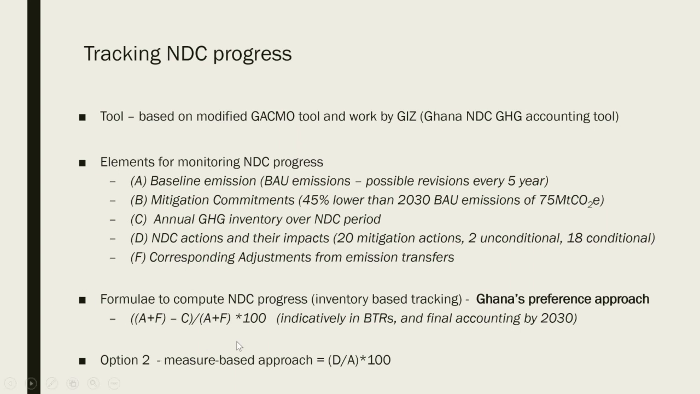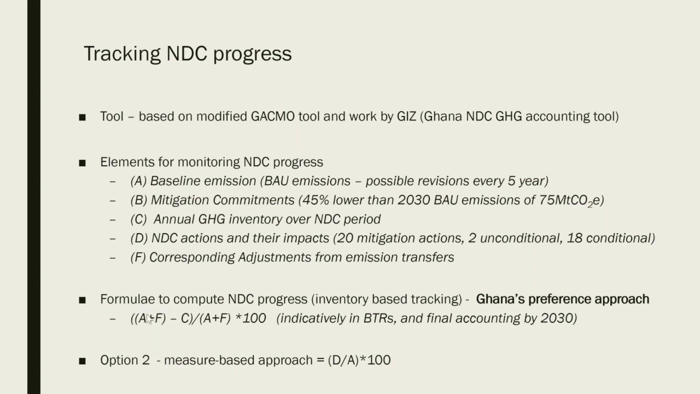So this is a very simple formula that we took from the GIZ work, which simply computes the progress. There are 2 proposals that we have put forward: the inventory-based tracking of the NDCs and the measure-based tracking of the NDCs. The inventory-based tracking is when you use your inventory results to compare to your baseline emissions, and option 2 is the measure-based result, when you compute the effect of your individual actions, aggregate them, and compare it to your baseline emissions. And therefore, this is a very simple one.